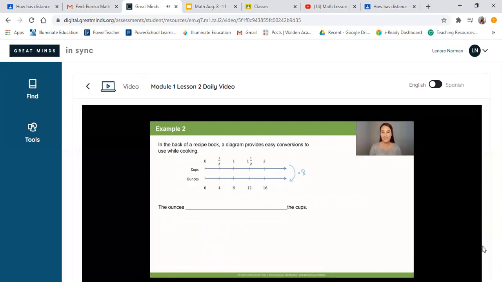With this information, take a moment to complete the sentence in your materials. The ounces is proportional to the cups.